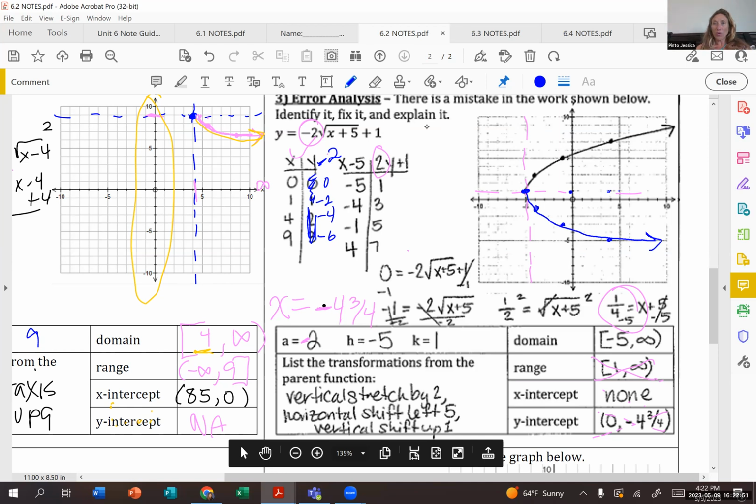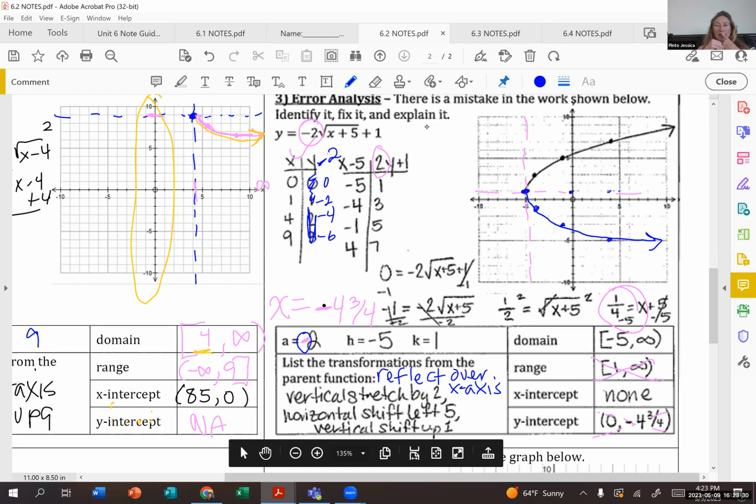And so it's the exact, ooh, it's a sideways parabola. So we're going to say reflect over x-axis. That's always the first thing that we'll talk about for a negative sign, reflect over the x-axis. Then the stretch by a factor of 2 is good. Horizontal shift left 5, good. Vertical shift up 1, I love it. And then the y-intercept, -4 and 3/4.